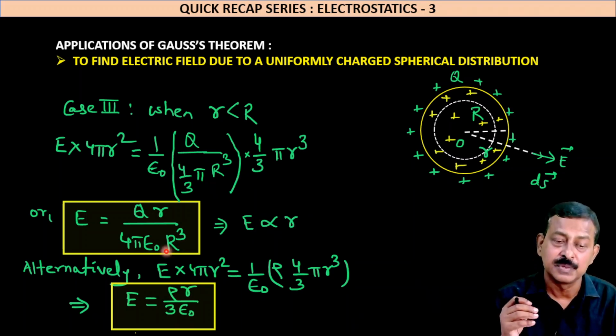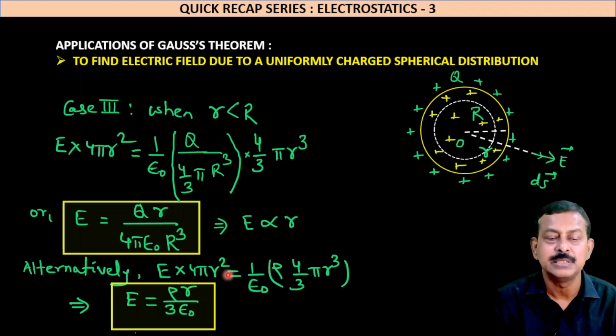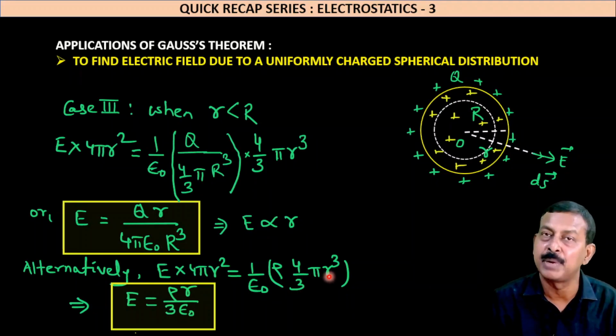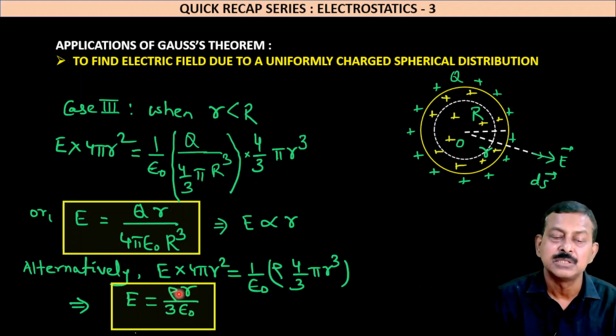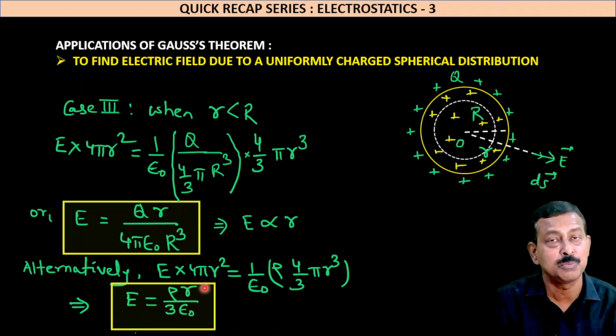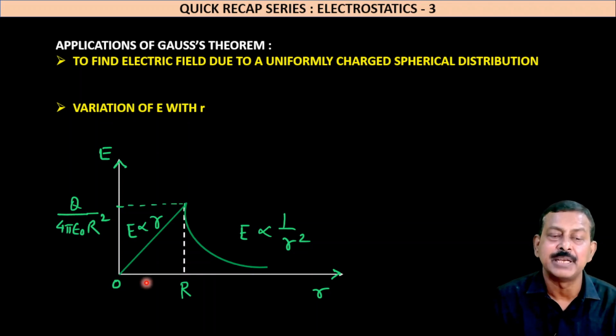Alternatively, we can show this as E into 4 pi r square equals 1 by epsilon naught in terms of the volume charge density. Suppose rho is the volume charge density here, multiplied by the volume of the Gaussian surface, which is 4/3 pi r cube. So in terms of the volume charge density, the electric field is rho into r divided by 3 epsilon naught. This is the expression for the electric field for this spherical charge distribution when the observation point is inside.